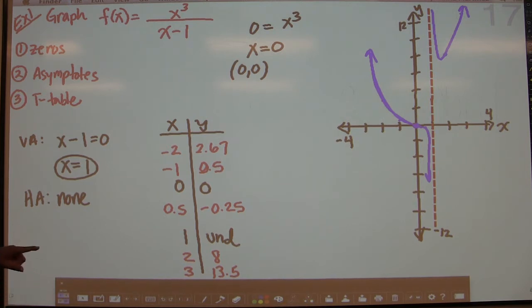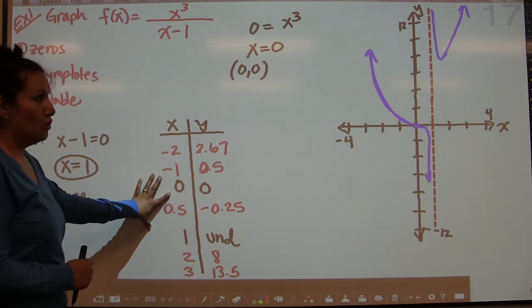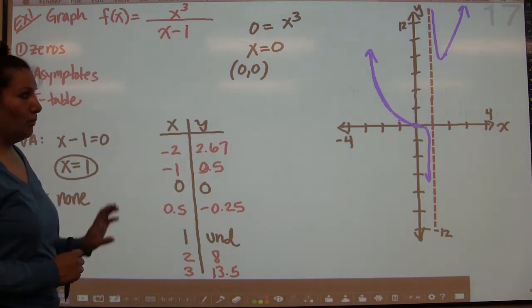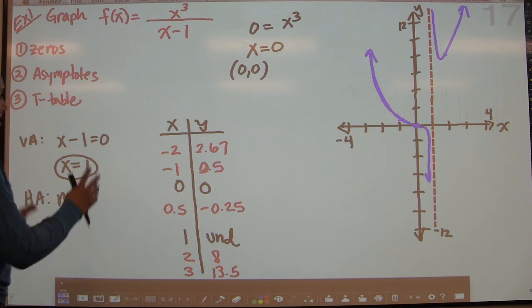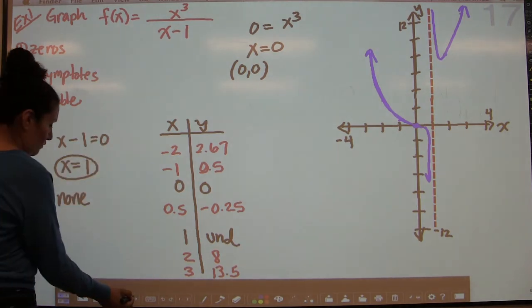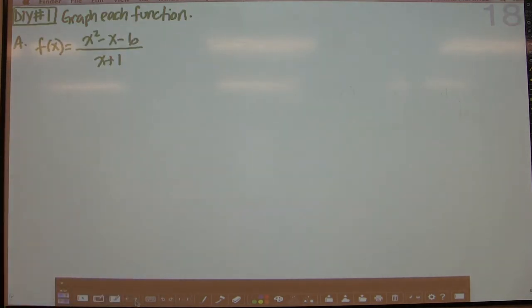But that does not mean that you don't have to have your work shown for all of these parts. I want to see that you're finding your x and y intercepts. I want to see that you're finding your vertical and horizontal asymptotes. And I definitely want to see your t-table. And then you can use the graphing calculator to help you put it all together. But I definitely want to see this work, otherwise you're not going to get full credit. So now you can try this do-it-yourself question, and here's part A.